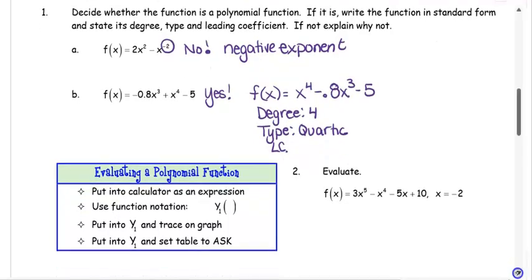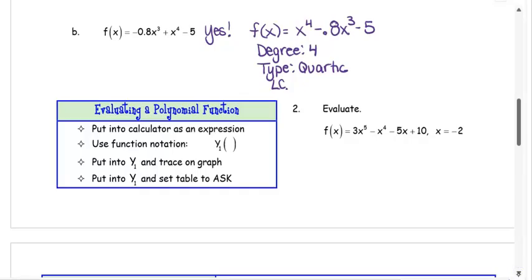Now, when we're dealing with evaluating a polynomial function, we can do this several different ways. The first way is to put it into your calculator as an expression and use function notation. We can evaluate y1 of whatever the number is. Another way is to again put it into y1 and trace it on the graph. And a third way is to put it into y1 and set the table equal to ask and then put the number in. Personally, I think it's easiest to do the first method, which is to use our function notation.